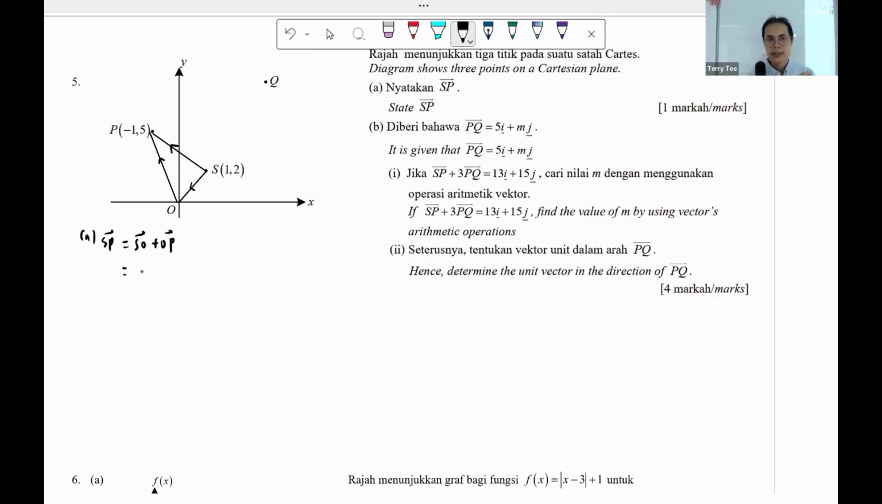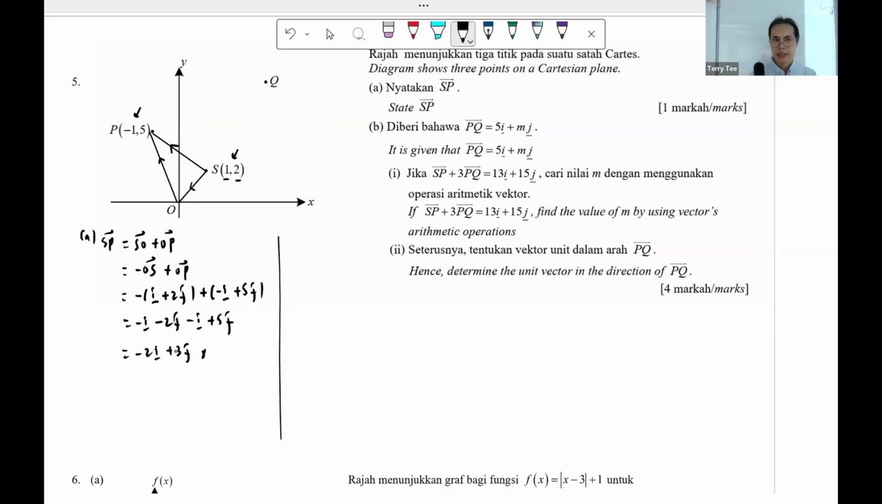Your SO is just basically negative OS plus OP. Since you're given the coordinate point as 1, 2, that means this will be what? Negative of 1i plus 2j. We just write in ij format. Remember, 1i means 1 unit to the right, 2j means 2 units up. Then you add OP. OP is what? Minus 1i, because it's going left, negative 1, plus 5j. Let's put them together. Negative i minus 2j minus i plus 5j. The result is minus 2i plus 3j. Okay, that is vector SP. Quite simple. Right, second one.